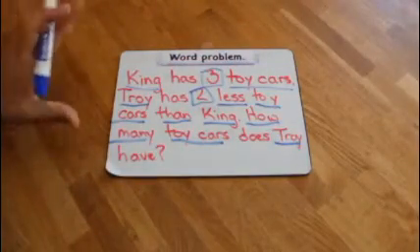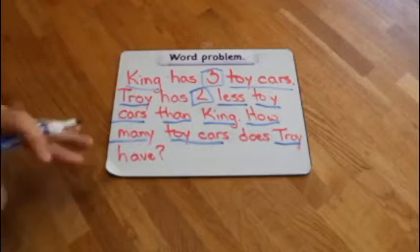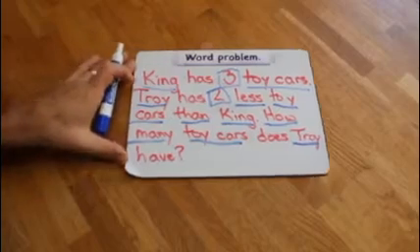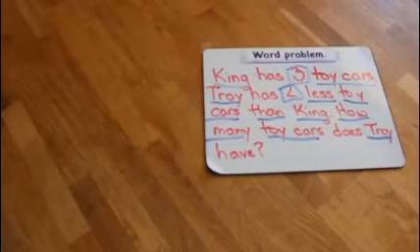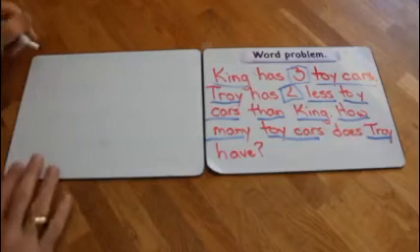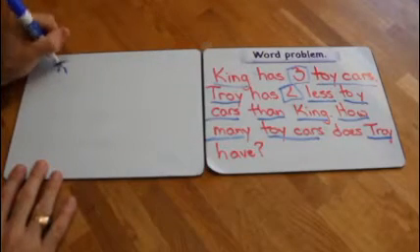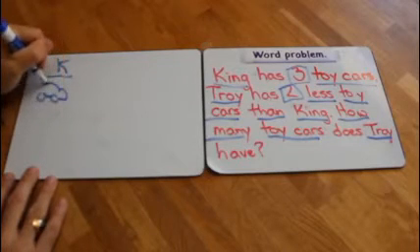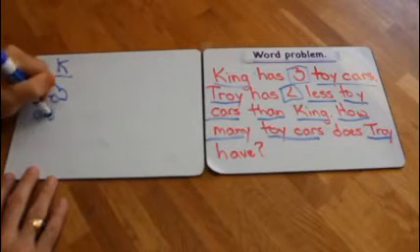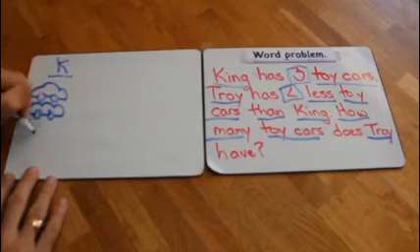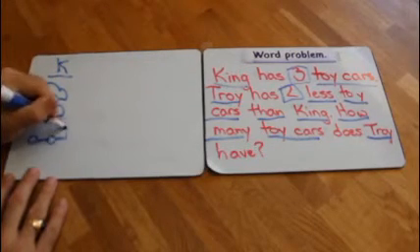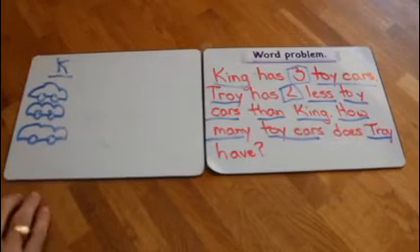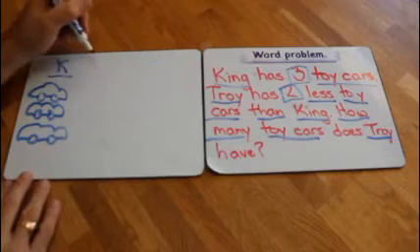Okay, so we know how many King has. Troy's is less than King's, and it's 2 less. So we got to figure out how many Troy has. So let's get ready to do this. We start off with our friend King. He has 3 toy cars. Okay. So we got our 3 toy cars. Do we need to draw real toy cars? No, but it's fun if you got time. You could just do circles for each one of them.